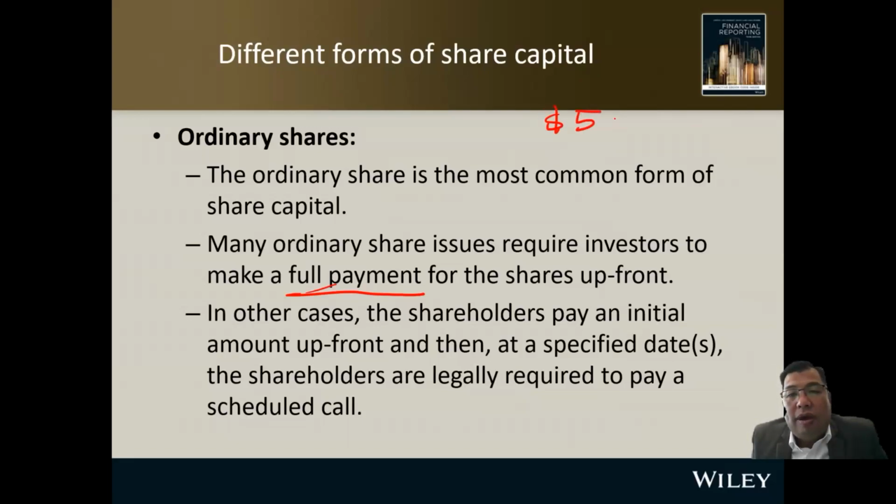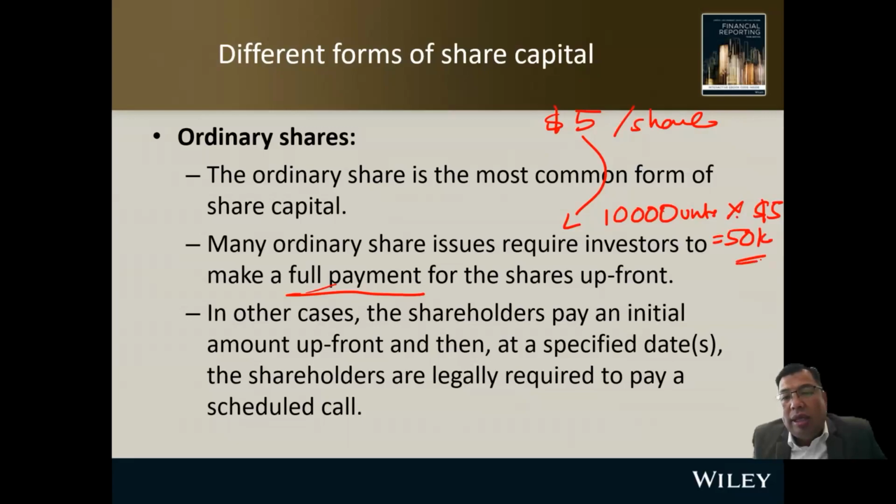The price of $5 is per share. So in the first example, if you want to buy 10,000 units, then you multiply by $5. That costs you $50,000.